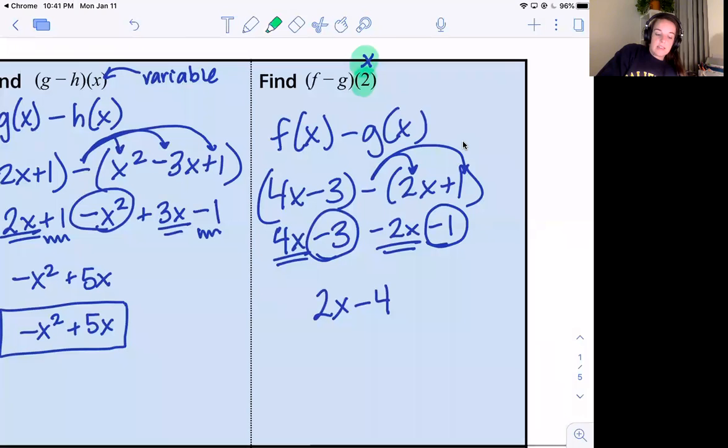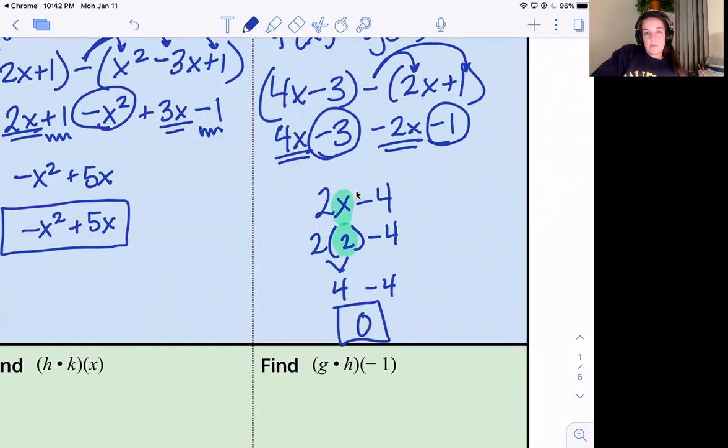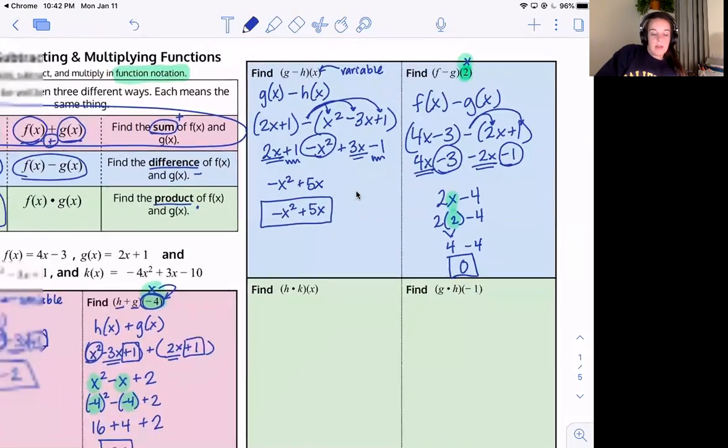But since it says f minus g of 2, we want to take out that x and plug in a 2. So instead of x, we're going to put in 2. That means I have 2 times 2 minus 4. 2 times 2 would be 4 minus 4 is 0. Our answer is 0. So you'll start to notice a pattern here.